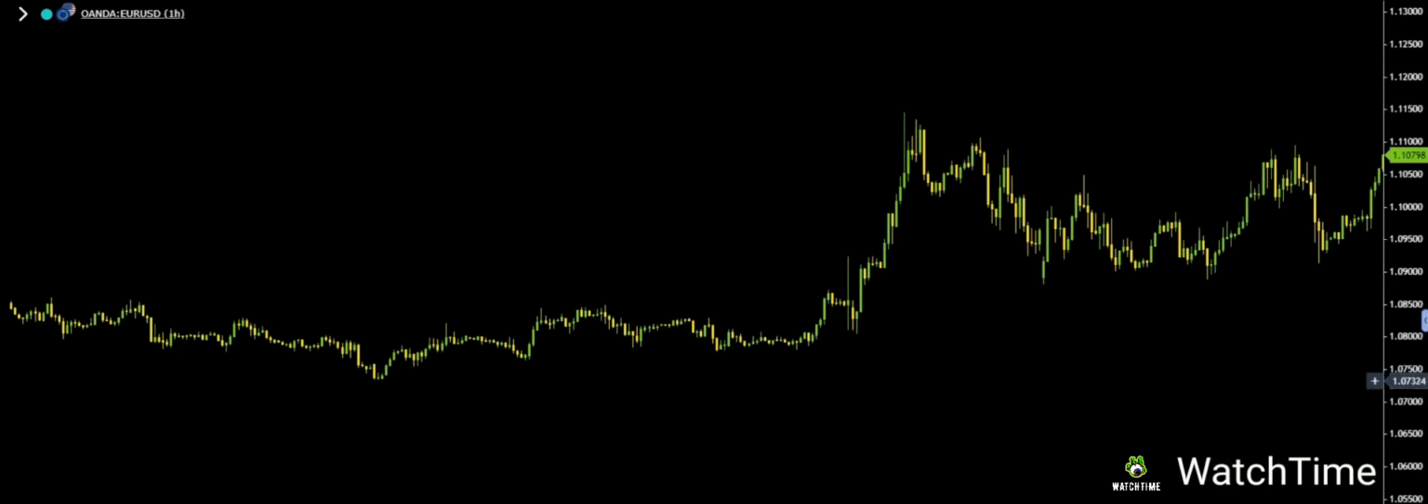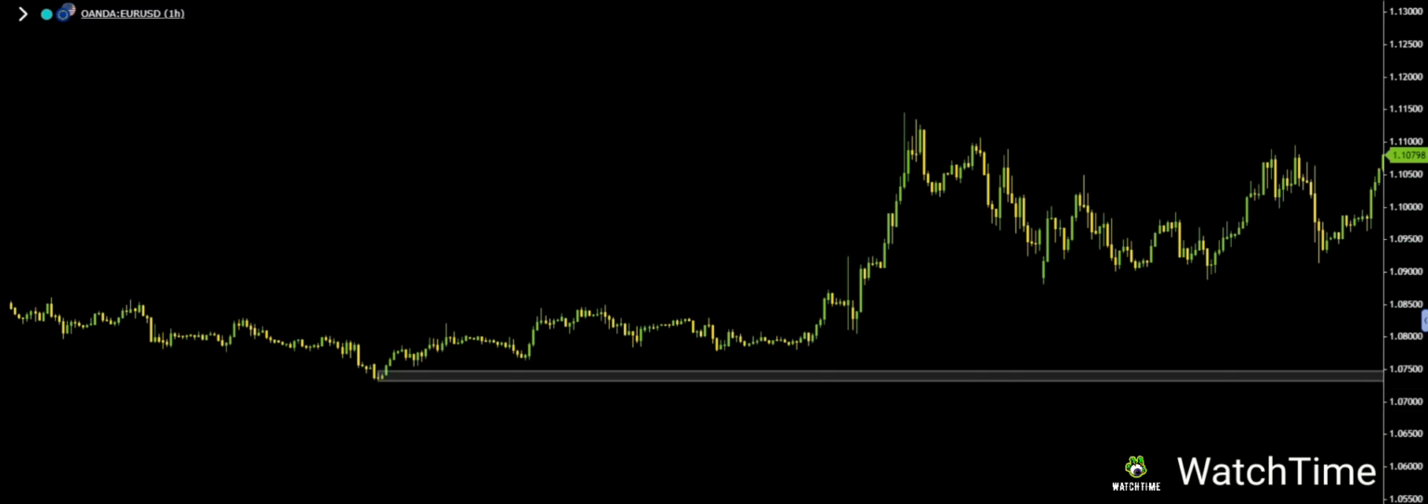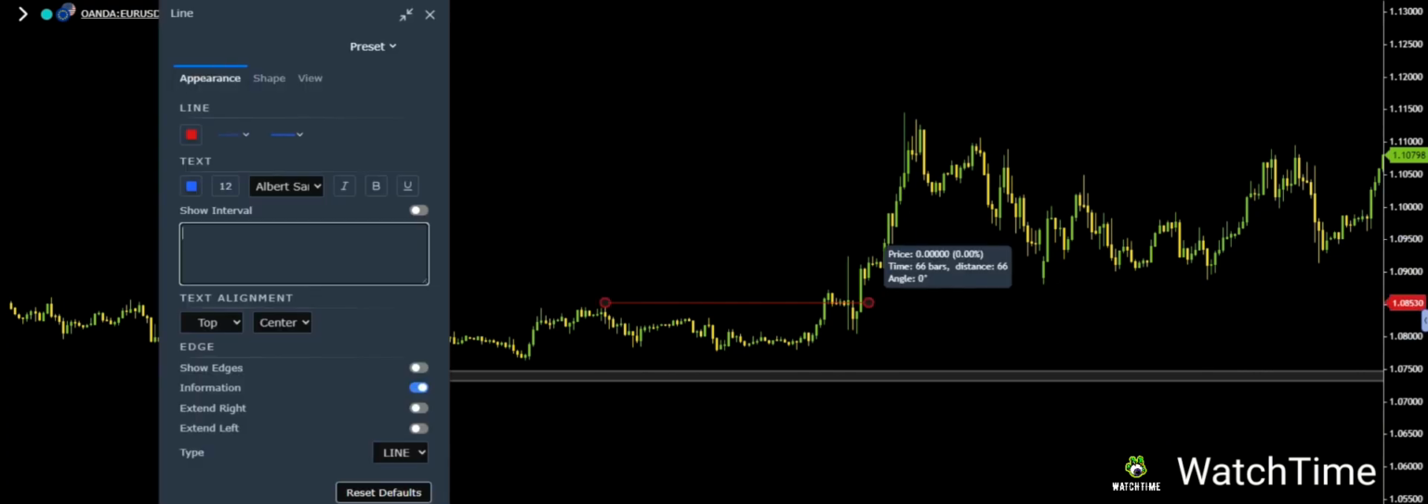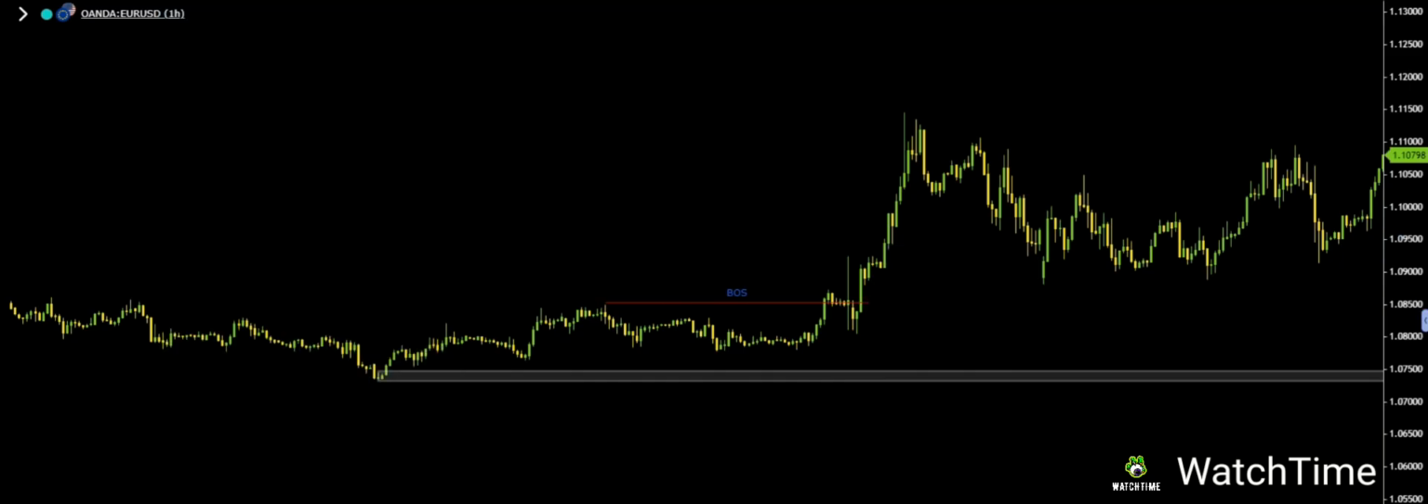Step 3. Look for a structure break. Market structure breaks are key signals that a new trend or reversal might be forming. In an uptrend, a break of a previous higher low, HL, signals a possible trend change or pullback. In a downtrend, a break of a previous lower high, LH, could signal a reversal or potential retracement.